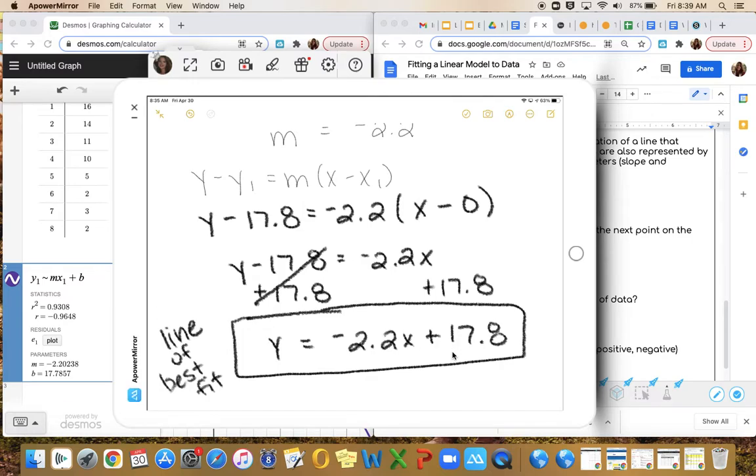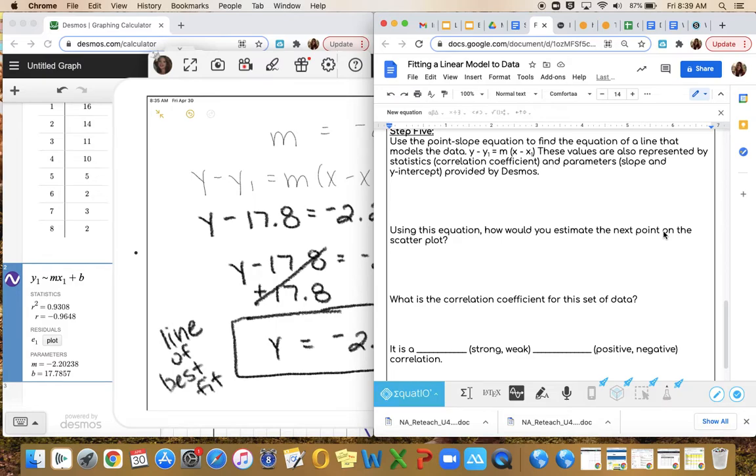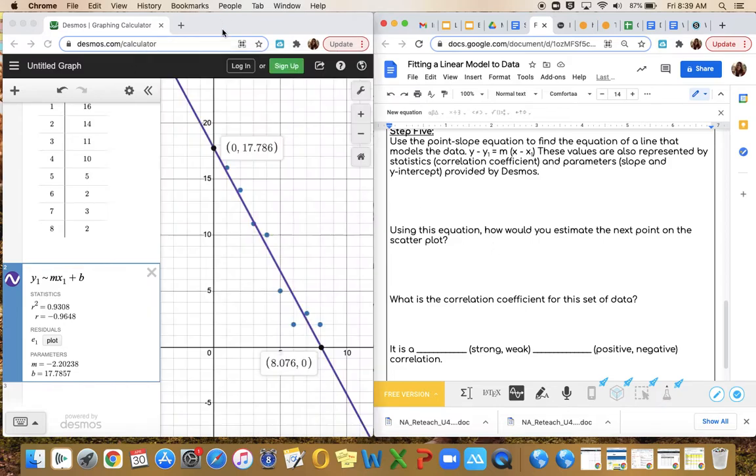Okay? So we have found the line of best fit. So using this equation, how could you estimate the next point on a scatter plot? So let's look back at this graph on Desmos. So let's say we wanted to find out where the line would go here, okay? So we're trying to see if our x is 6, then where the next point would be. So you can actually just plug that back into the equation.